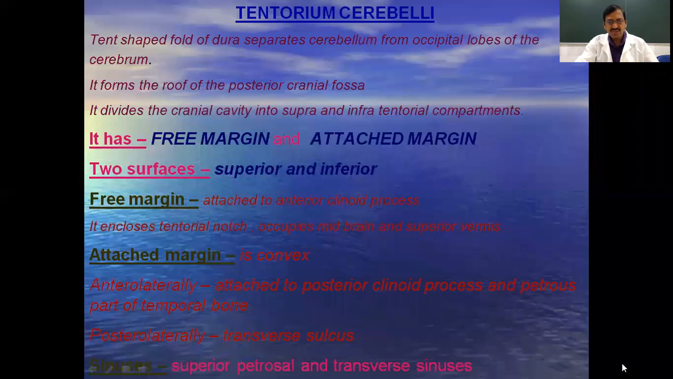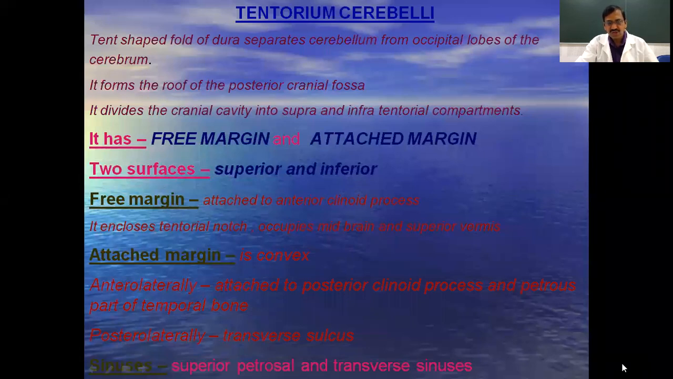This is also another important fold of dura mater. With the help of this tentorium cerebelli, it divides the cranial cavity into two important parts. Below the tentorium cerebelli is called the infratentorial compartment, and above the tentorium cerebelli we call the supratentorial compartment.